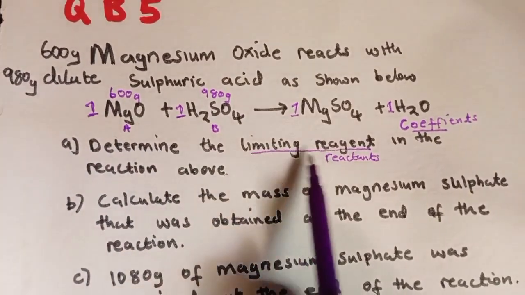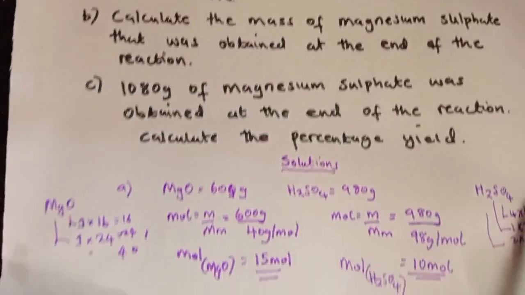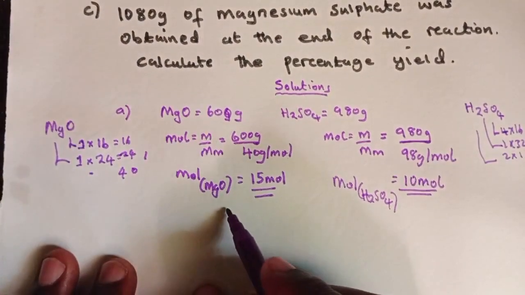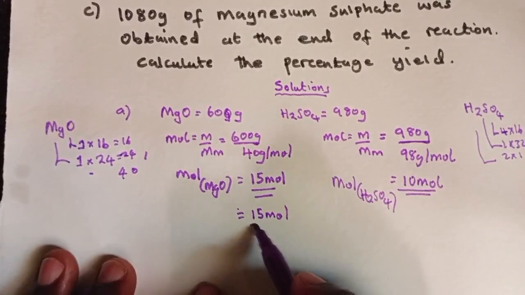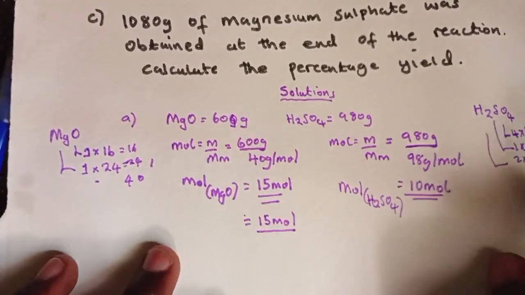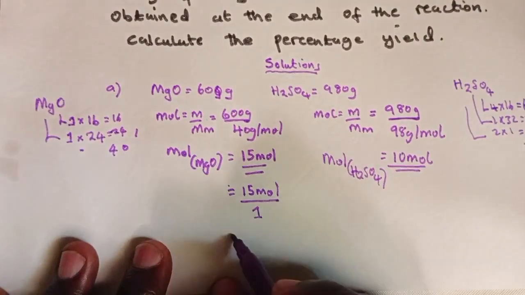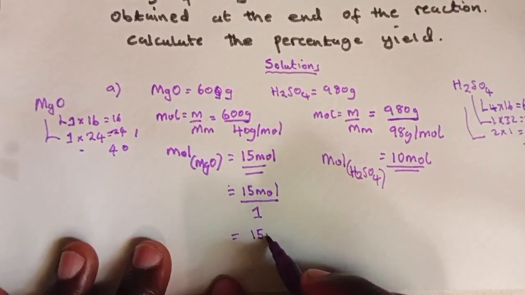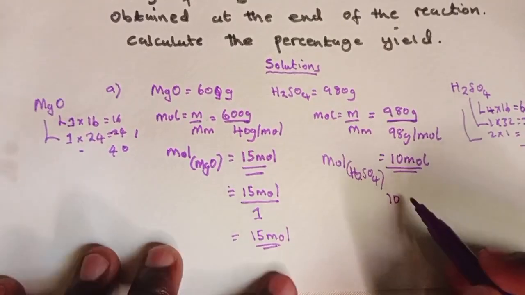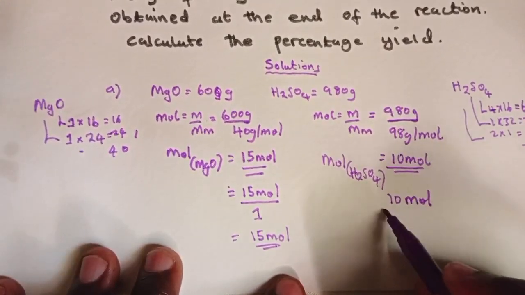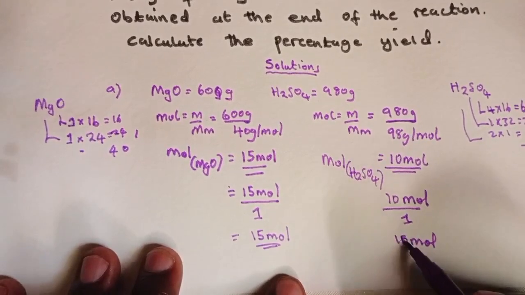So to find the limiting reactant, or the limiting reagent, divide the moles by the coefficients. So here is what we are going to do. For magnesium oxide, the moles are 15 over the coefficient, the number in front of magnesium oxide, which is 1. So we get 15 moles. Again, the moles for sulfuric acid is 10 moles, and over 1 we get 10. So this question was easy because it was already balanced.